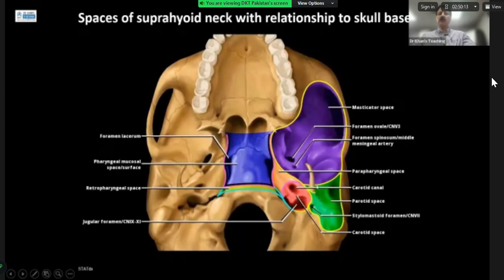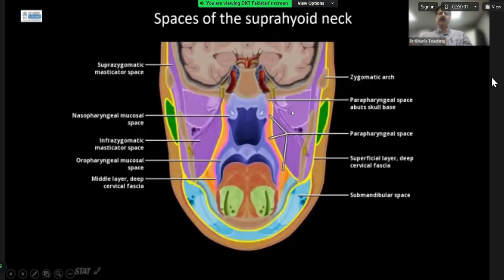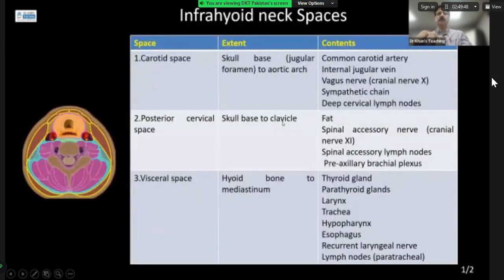Now, for today's session, key thing is this one, parotid space. And this is the stylomastoid foramen, from where the facial nerve comes down. So we'll revisit this. Again, a diagram will show you, for example, this purple space is the masticator space. And you can see this nerve, this is the V3, which goes into the cranial cavity.